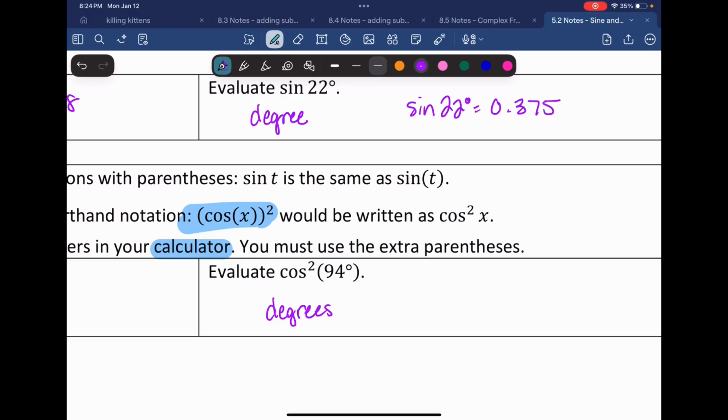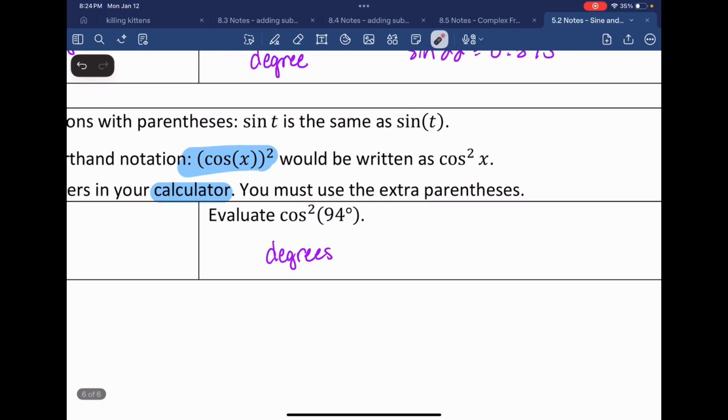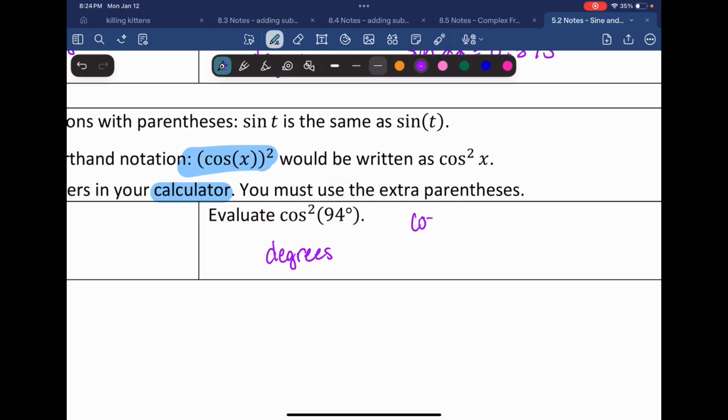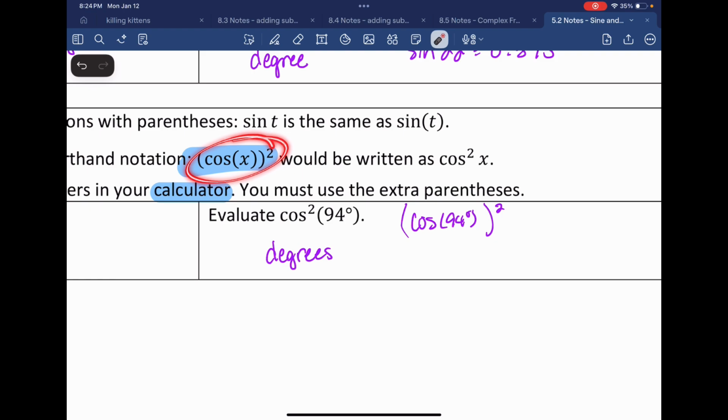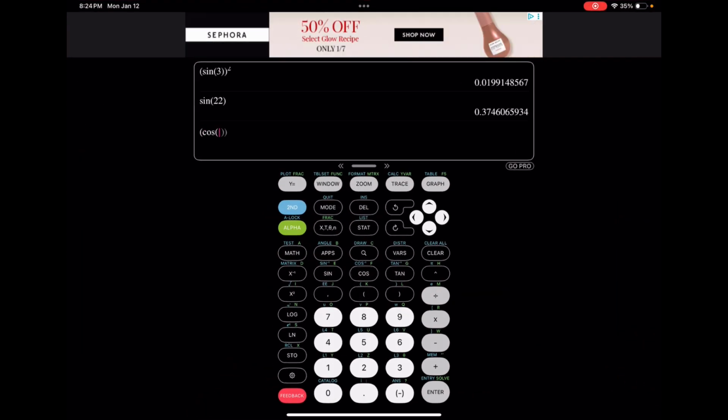And again, parentheses, you can have them, not have them, it doesn't matter here. Where it does matter is your powers. Cosine squared of 94 is really the cosine of 94 degrees squared. Since I'm putting it in the calculator, I need the double parentheses. Parentheses, cosine 94, close the 94, close the cosine, squared. So 0.005.